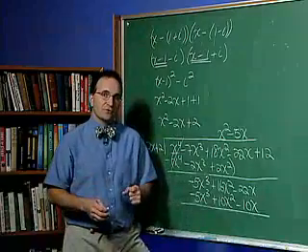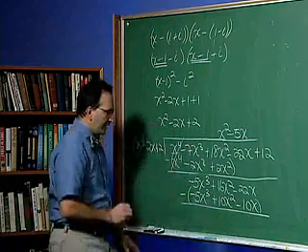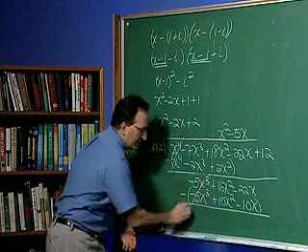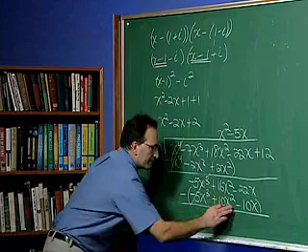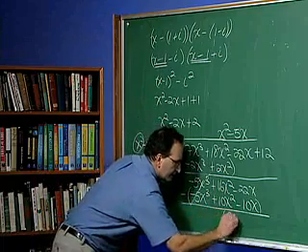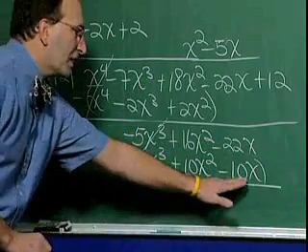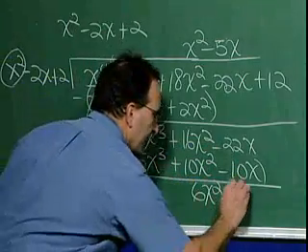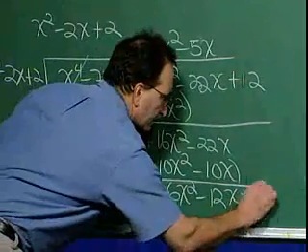So now we need to subtract that off. So let's put parentheses around it, the minus sign. Of course, when we subtract, that means the x cubes cancel out. 16x squared minus 10x squared gives me 6x squared. Negative 22x plus 10x is negative 12x. And then bring down the plus 12.